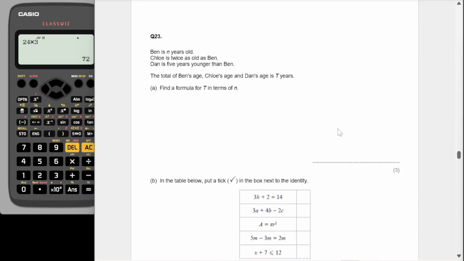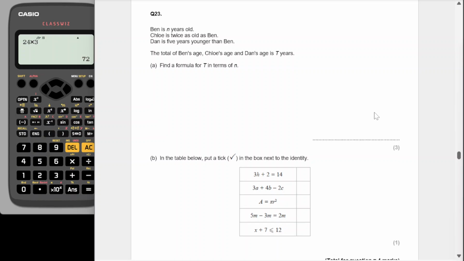Okay, question 23. Ben is N years old. Chloe is twice as old as Ben. Dan is 5 years younger than Ben. The total of B, C, and D's ages is T years. Write a formula for T.